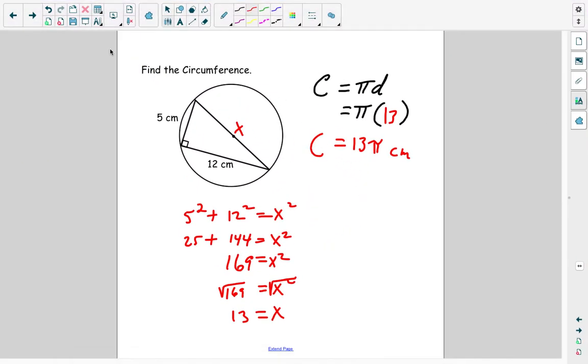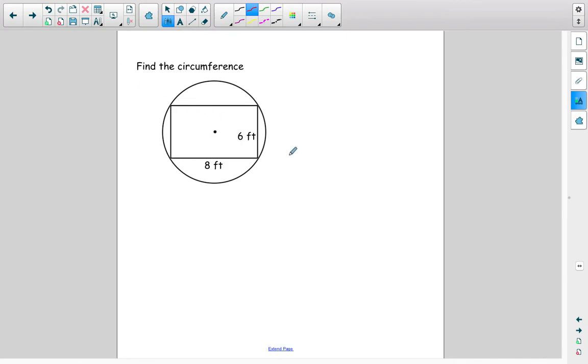Okay, moving on to the next question. Now here, same idea, you want to figure out circumference. So you've got to take pi times diameter. In this case, we don't know what the diameter is. So you've got to figure it out. Diameter will go all the way across.